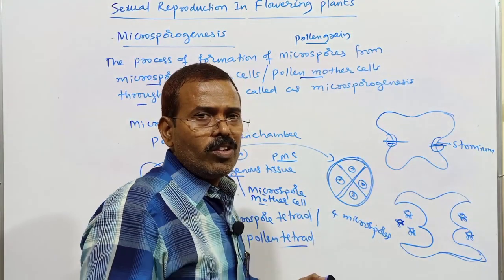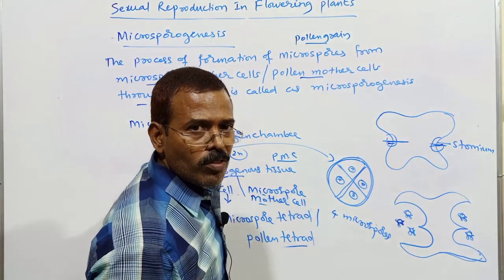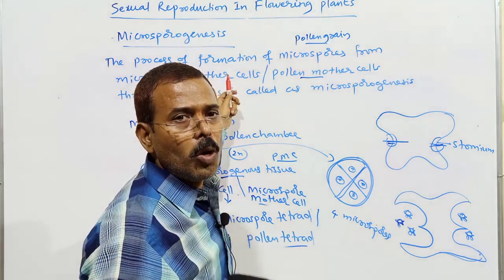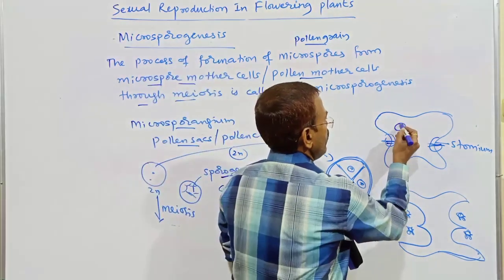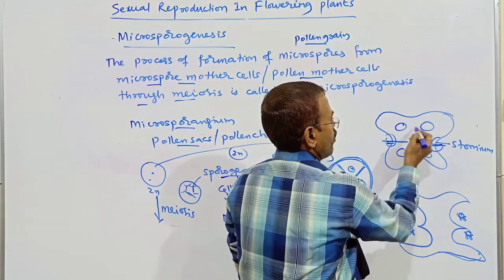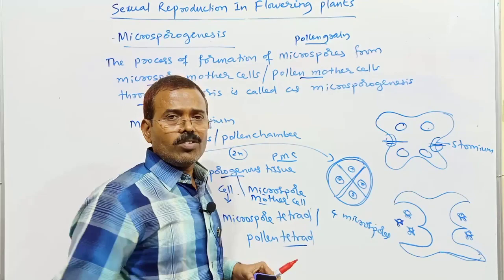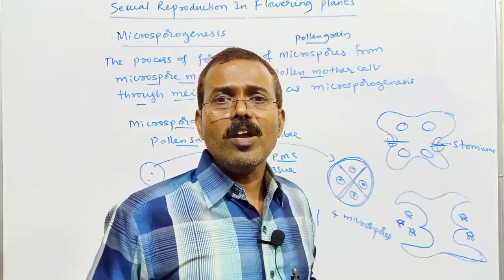So this is microsporogenesis, the process of formation of microspore from microspore mother cell through meiosis. So here in these structures you can see microsporogenesis, right?